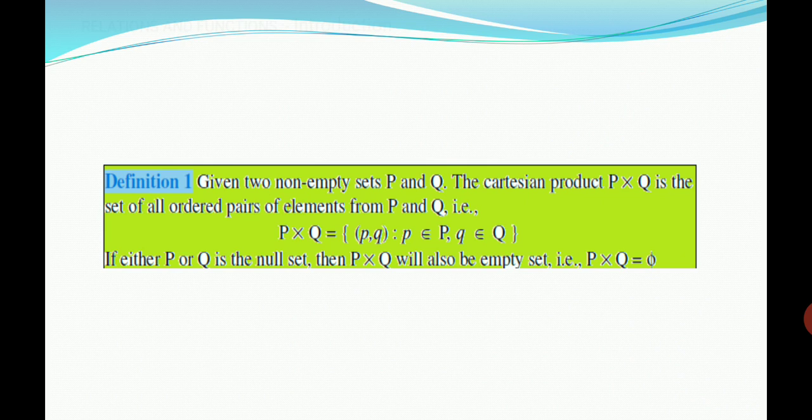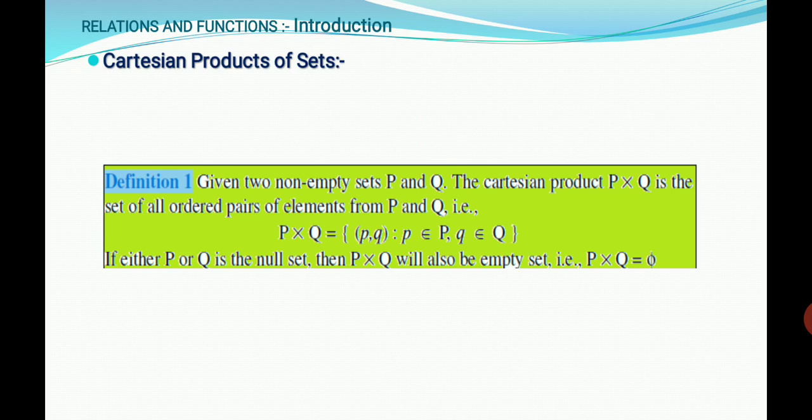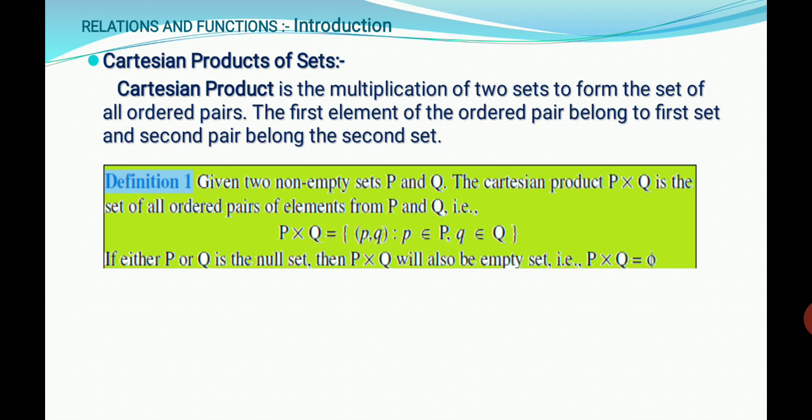At that time we must know the Cartesian product of sets. We know sets and Cartesian product of sets. Cartesian product is the multiplication of two sets to form the set of all ordered pairs. The first element of the ordered pair belongs to the first set and the second element belongs to the second set.